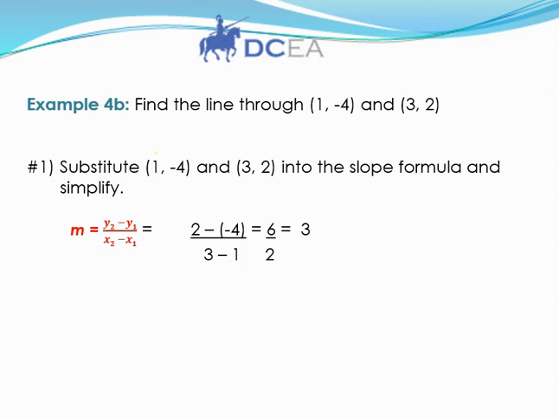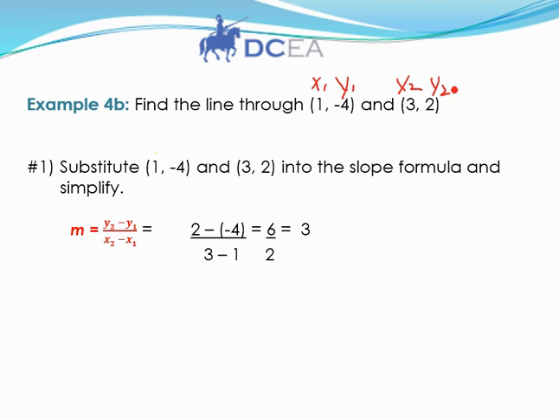Example 4b on the same page. Now this one has sets of points, and they want you to find the line through the points. Let's go ahead and label our points. Substitute the 2 sets of points into the slope formula and simplify.